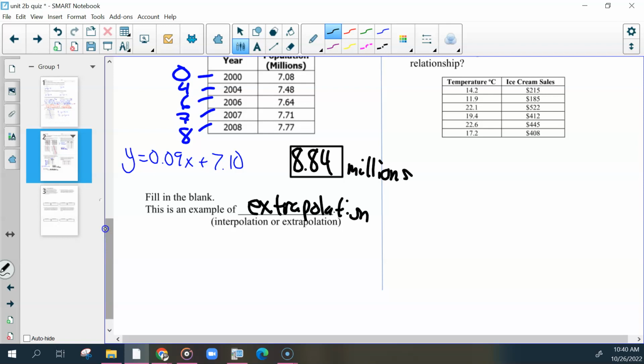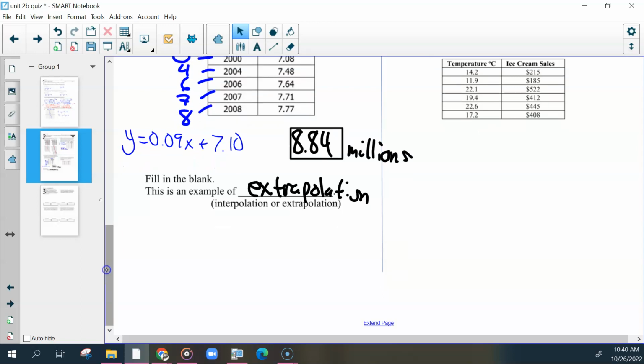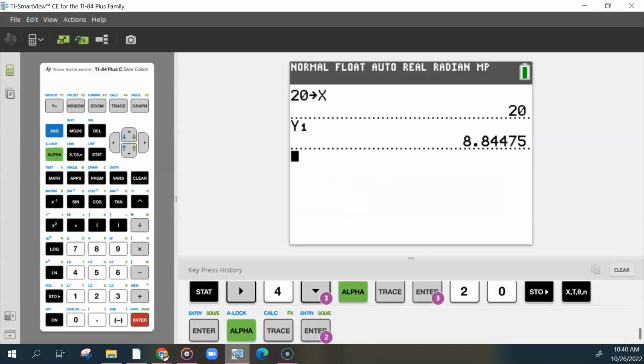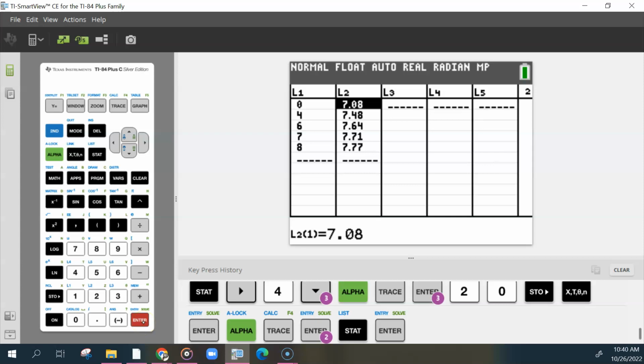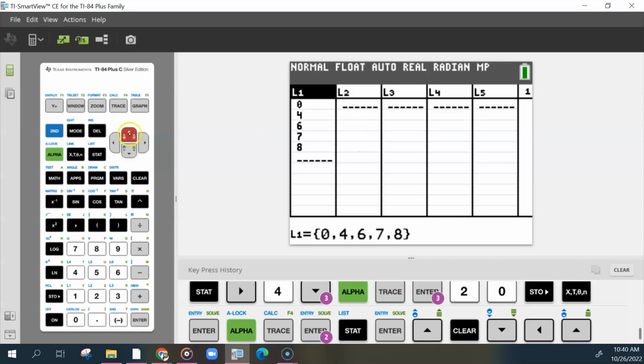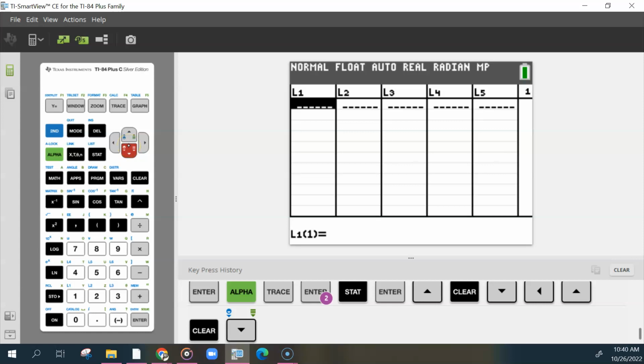Great. And then 13, you just needed the equation. So you're gonna do this one more time. Okay. So we're gonna do the last one. So go back, stat edit, clear out your data. And then be careful with your decimals, put all of that in.